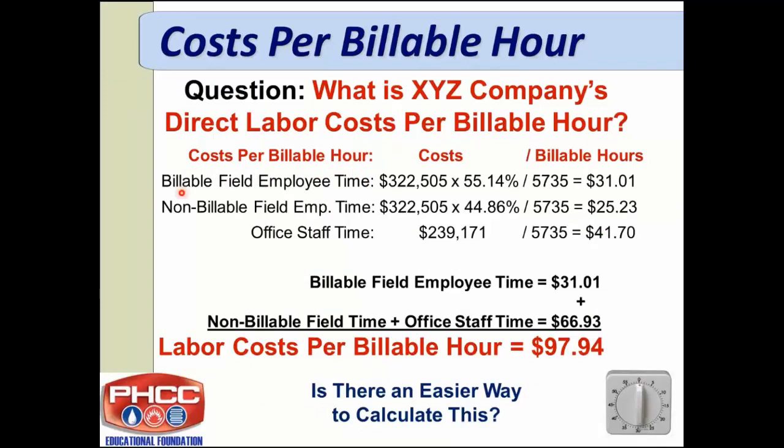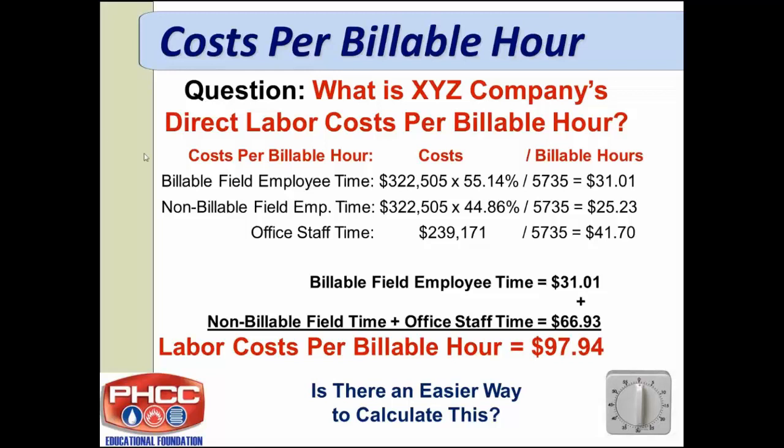So in this company's case, the billable field employee time that is costing us $322,505 a year, just the billable time is 55% of that, and we divide that 322 times 55%, divide that by the number of billable hours that we have available, which is the 5735, and that gives us the answer of $31.01. That is the billable hour charge needed to recover the cost for the billable time that the field employees are out there working in customers' homes.